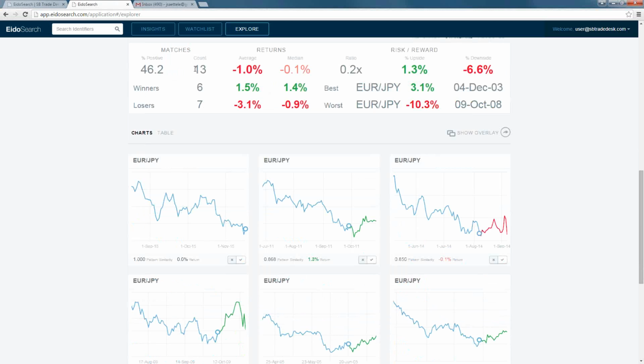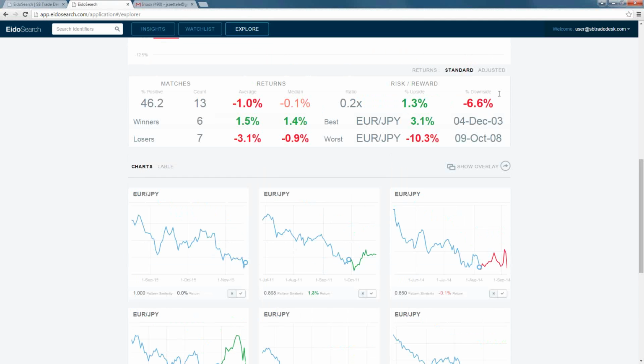So you just know that there are 13 patterns like this in the history of Euro Yen that took 3 months in time, and over the next month, this is what happened. Okay, again, we kind of went through percent downside and upside, windows into directional opportunity. You got the ratio here, so 0.2 times. Basically, if you take 1 over that, you're going to get 5. So on the downside, it's a reward to risk ratio of basically 5 to 1. Okay, that's a pretty good one, right?